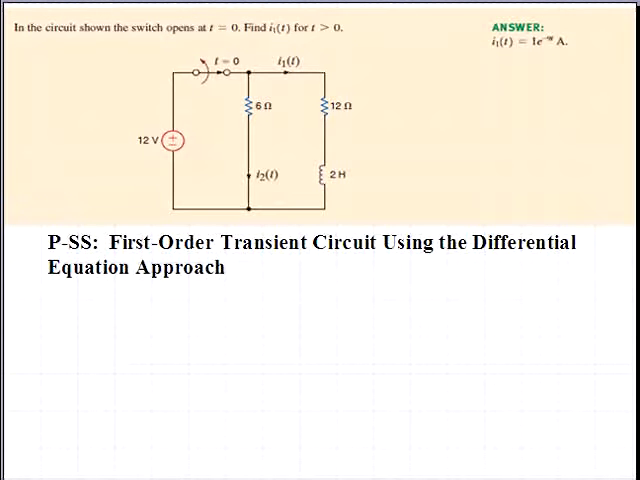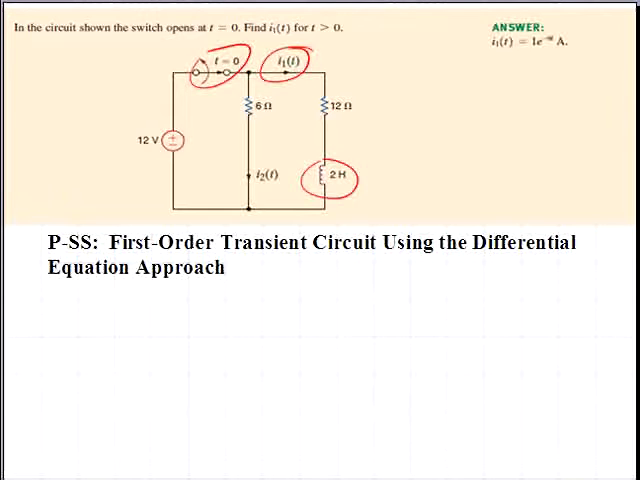This is Learning Assessment Problem 7.3. This circuit contains an inductor and a switch which opens and disconnects a 12-volt source from the circuit at time equals 0. So we have a switch opening process as well as an energy storage element, the inductor. We're asked to determine the function I1 of t for t greater than 0.